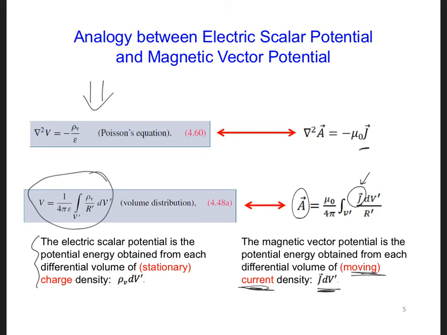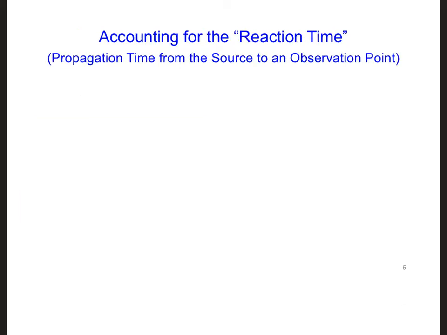This is for electrostatics. So if we want to calculate the A, vector magnetic potential, at a specific location in space, due to the propagation time, the value of A is influenced by J that occurred earlier in time.